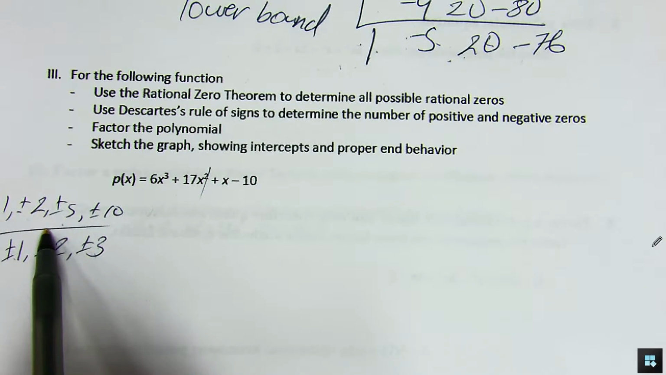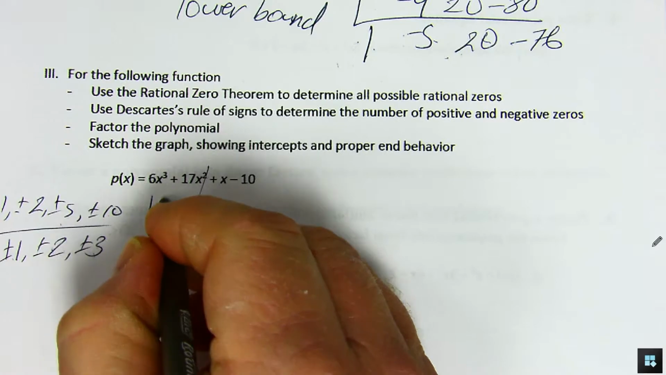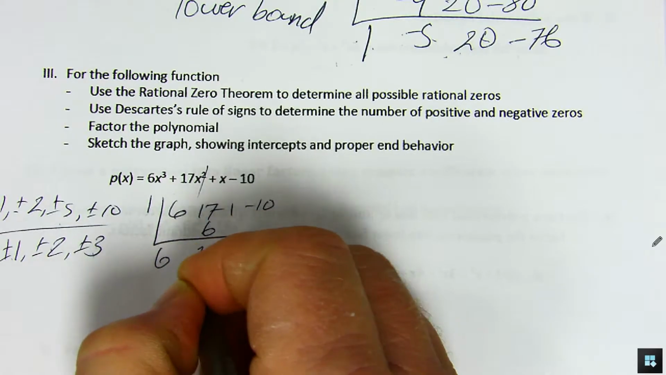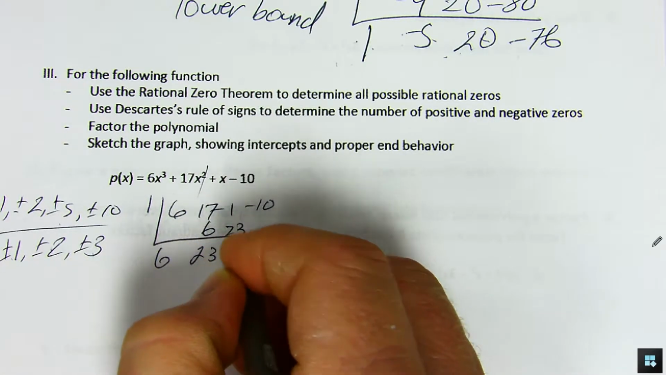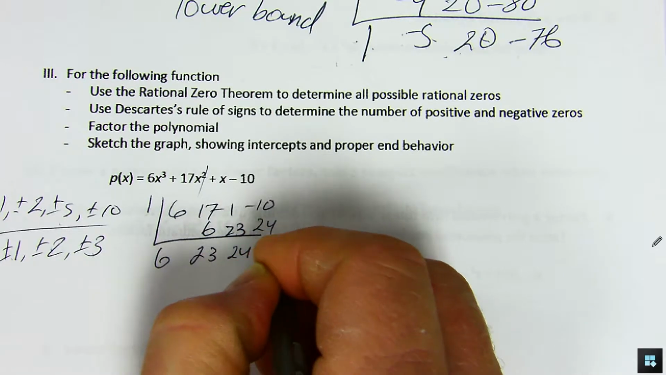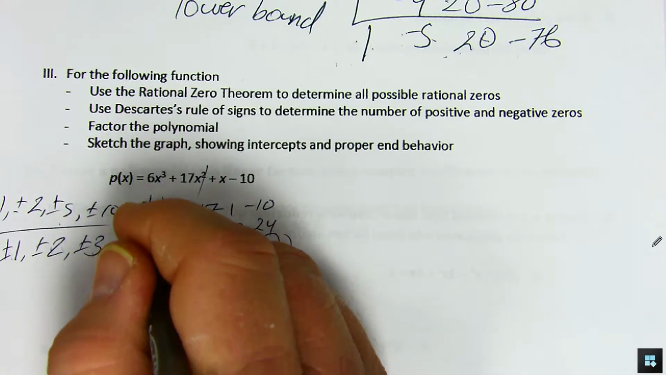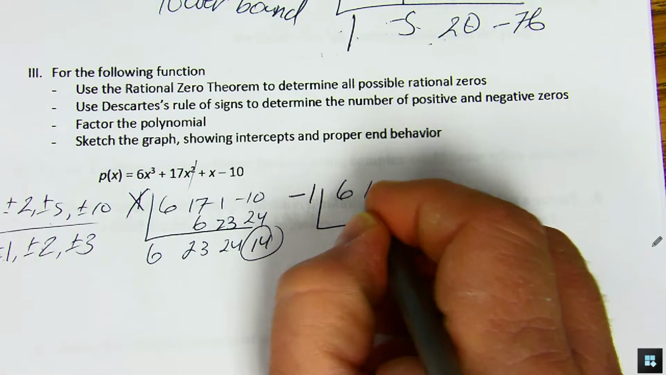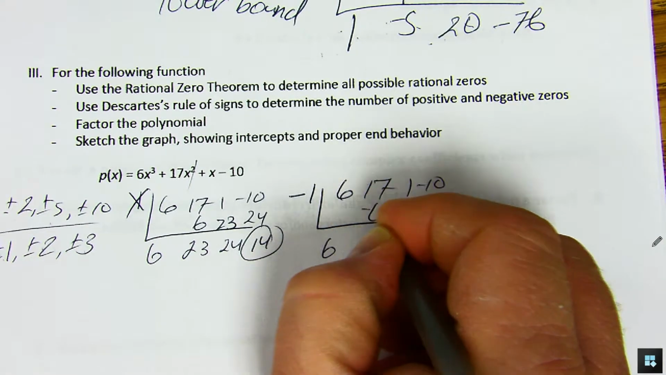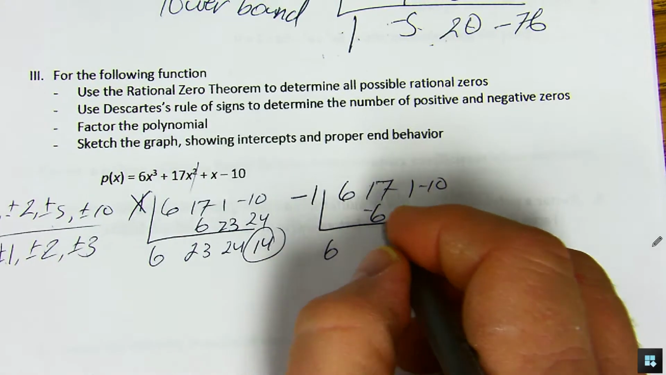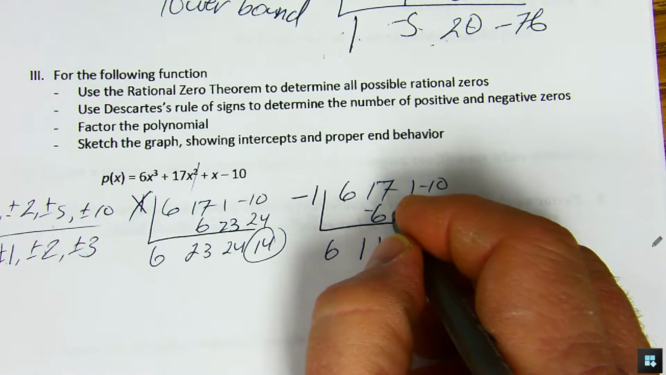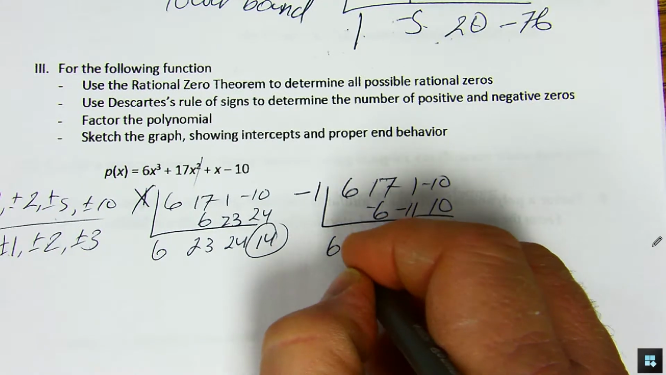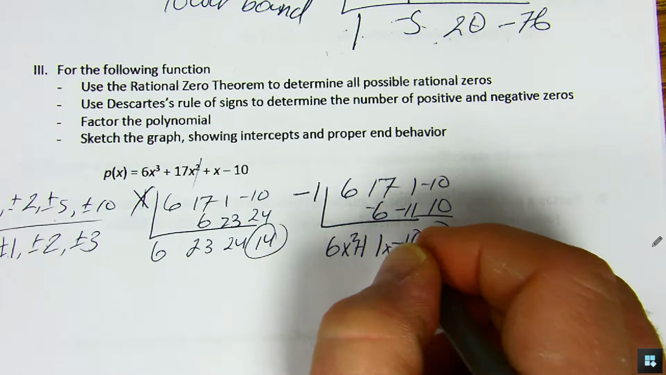So I can do synthetic division. 6, 17, 1, negative 10. Bring down the 6, 6, 23, 23, 24, 24, 14. That's not a 0, so 1 is not in it to win it. Negative 1: 6, 17, 1, negative 10, 6, negative 6. 17 plus negative 6 is 11, times negative 1, negative 11. Negative 10 times negative 1, 10. Hey, there it is. So it's 6x squared plus 11x minus 10.